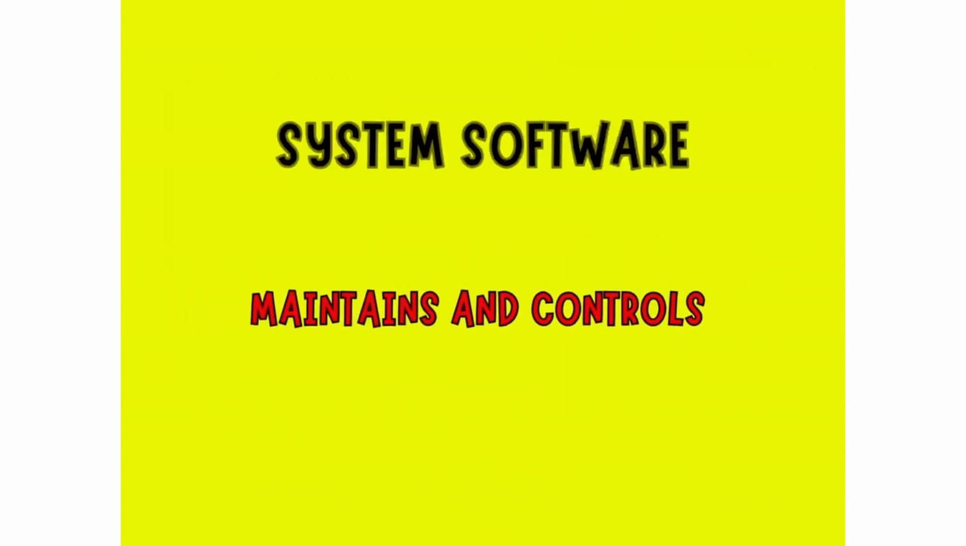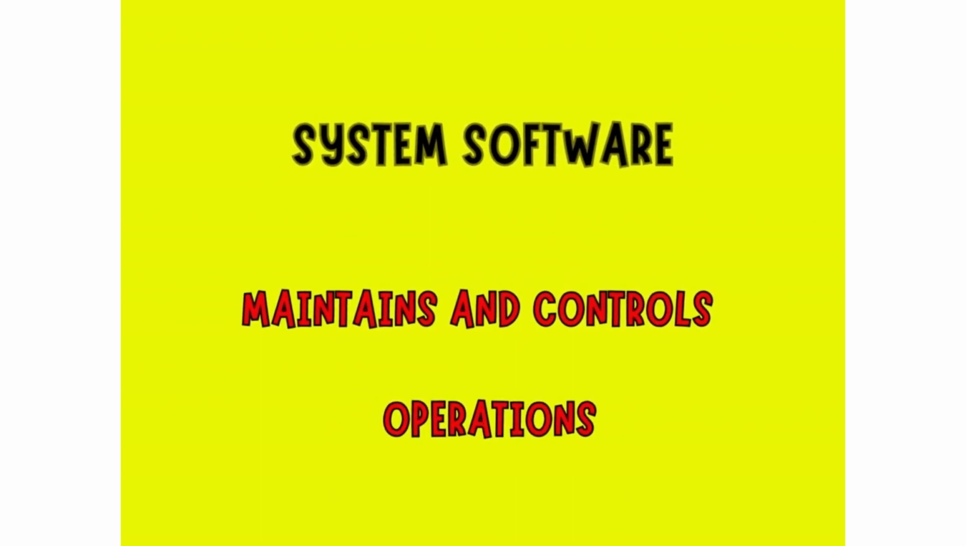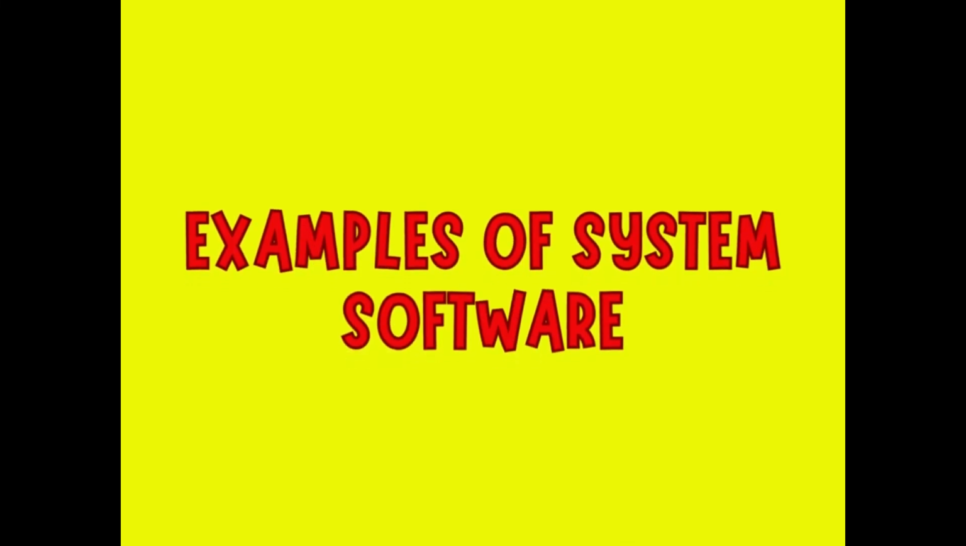What is a system software? A system software is a special type of program that loads automatically when you start your computer. It controls and maintains operations of the computer and its devices. These are the examples of system software.